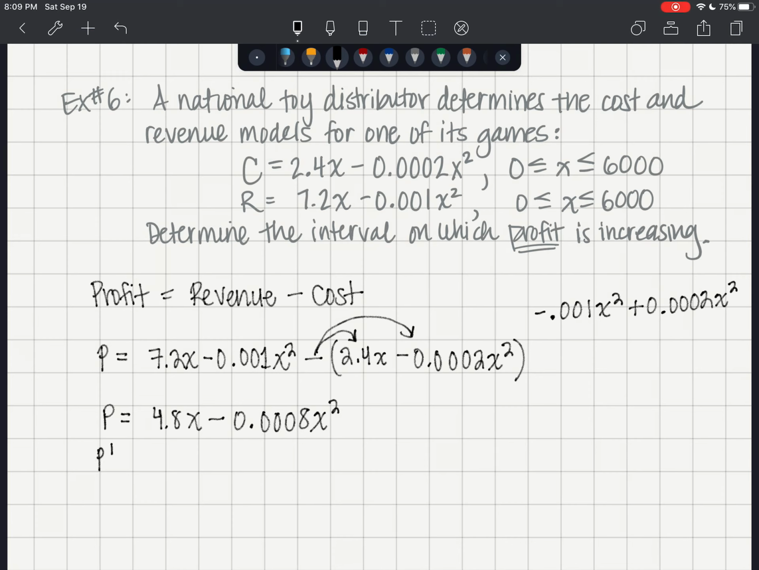Okay, so now we need marginal profit because we want to know where the profit is increasing. So we have to find the first derivative of profit. So that's going to equal 4.8 minus 2 times 8 is 16, right? So 0.0016x.